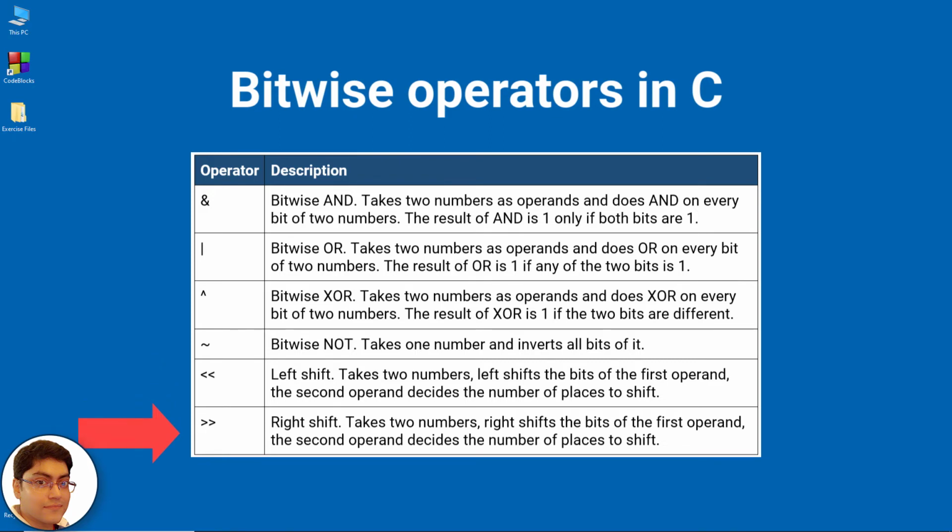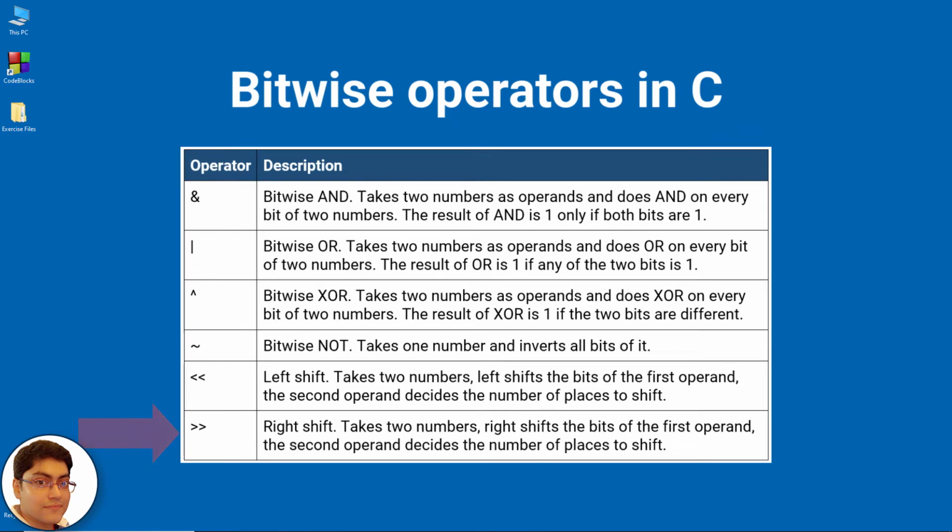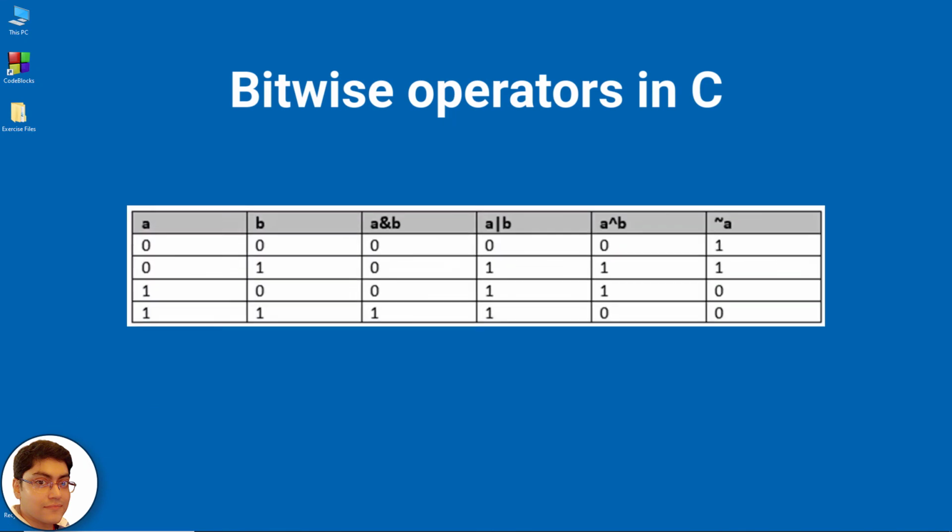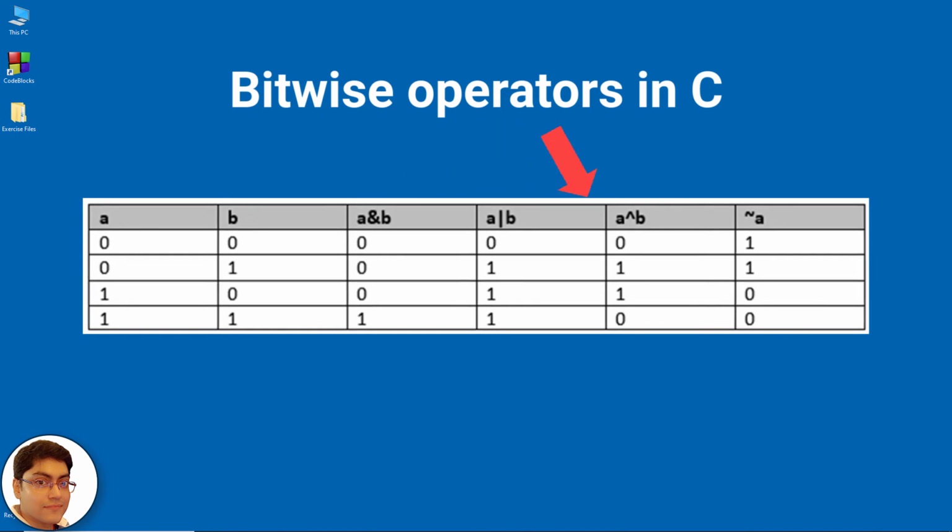And finally, right shift takes two numbers, right shifts the bits of the first operand. The second operand decides the number of places to shift. Let's see the truth table for bitwise AND, OR, XOR and NOT.